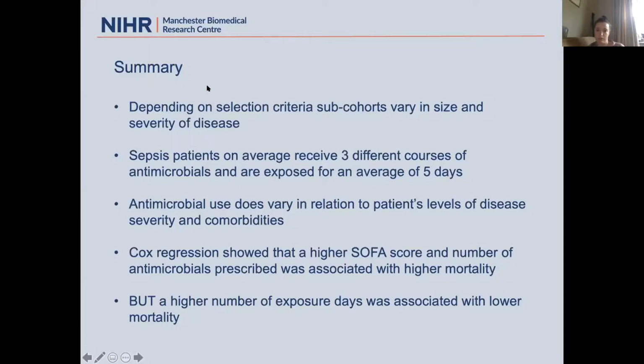Sepsis patients on average receive 3 different courses of antimicrobials and are exposed for an average of 5 days. Antimicrobial use does vary in relation to patients' levels of disease severity and comorbidities.